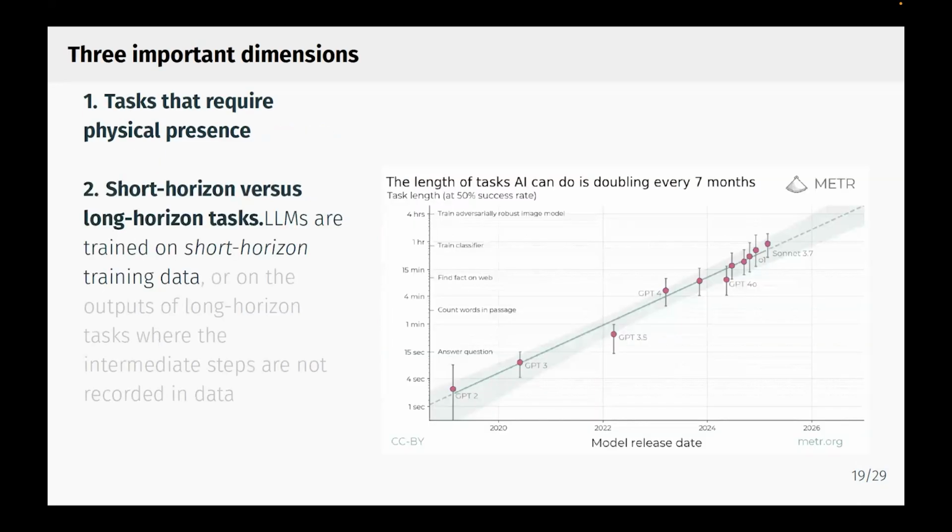Time horizon. This is that famous METR time horizon task graph. You can see that models achieving 50% performance were only able to do so for couple-second tasks during GPT-2. With more recent models, it can do hour-long tasks or more.